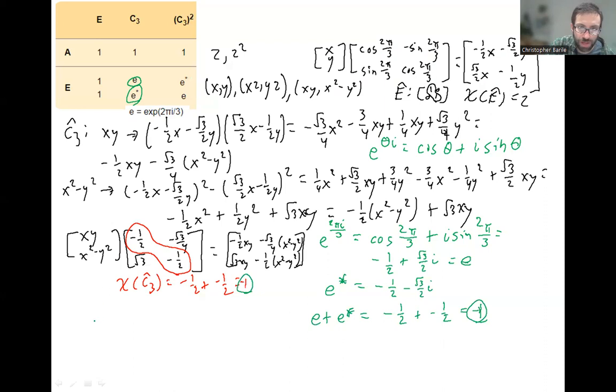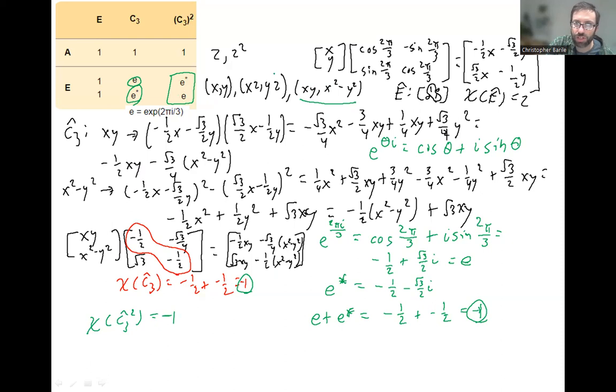When you do a 2 by 2 matrix, you're going to get a character again, this time of C3 squared equals -1, and that's going to tell you, hey, E star plus E, we know from this math, equals -1, and so that'll further confirm that you have the right symmetry here. But this explains why you have the quadratic functions transforming like this.